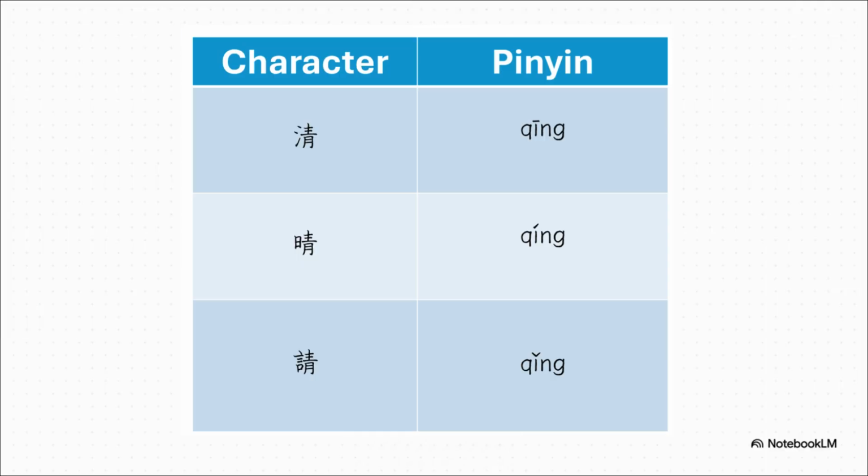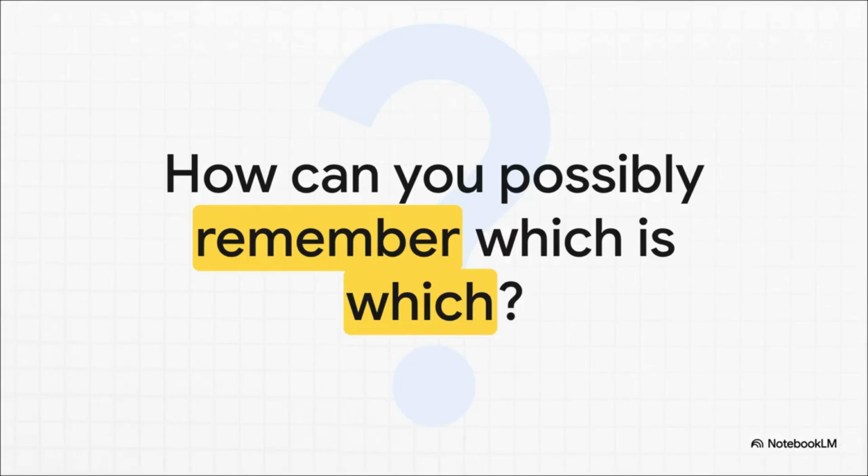All right, meet our lineup for today. Qīng, qīng, and qīng. Take a good look. They're practically triplets. And then listen to the pronunciation. Qīng, qīng, qīng. So not only do they look almost the same, they sound almost the same. It's a classic challenge for anyone trying to learn Chinese. So the big question is, how on earth are you supposed to tell them apart? It can feel like you just have to memorize everything, but I promise you, there is a secret logic hiding right in front of us.